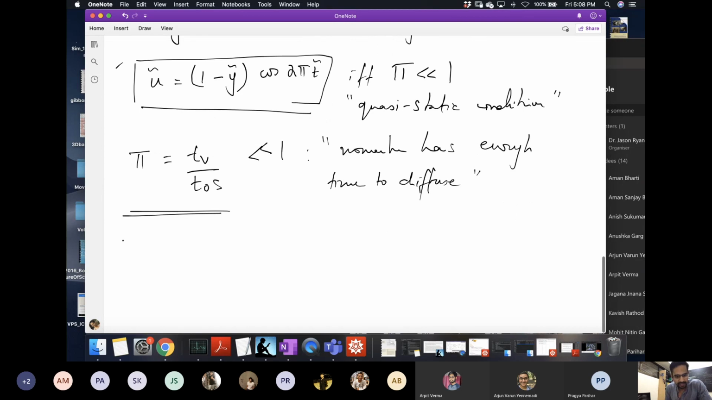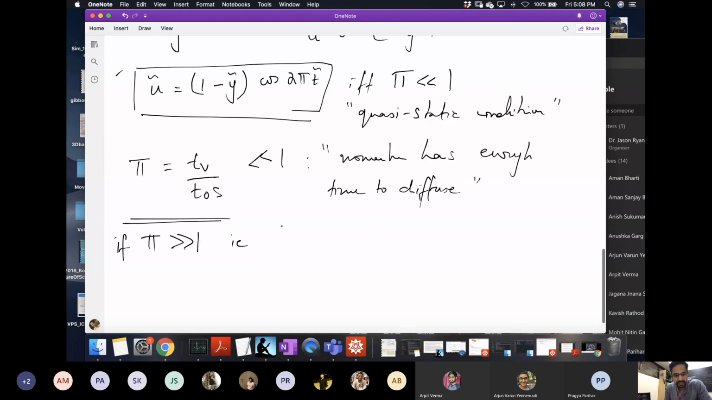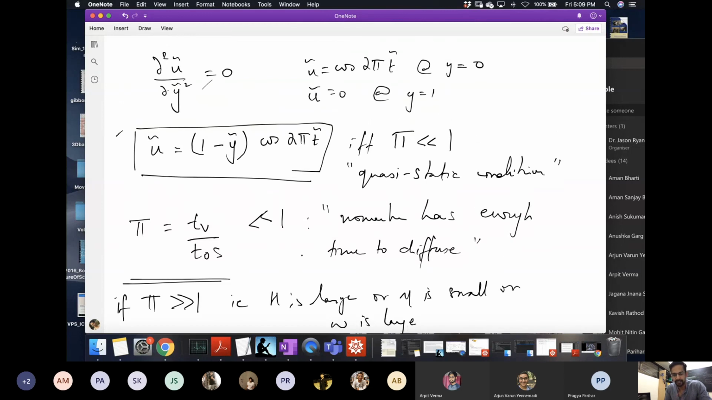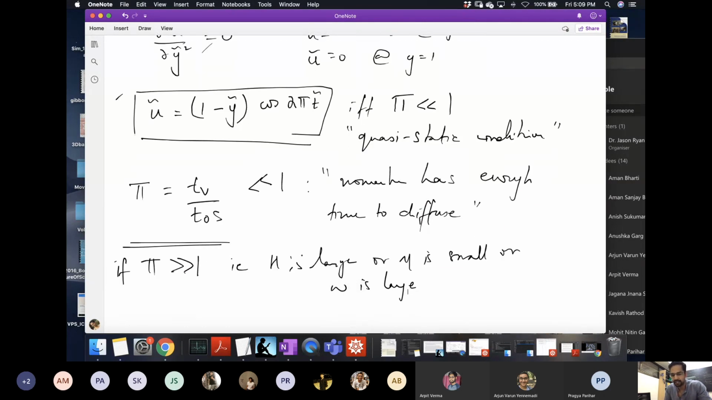So what I want to know basically is if pi is much greater than 1, that is, remember what that means, the height is large, H is large, or viscosity is small, or the frequency is large. So either I take an unbounded problem, or I take a fluid with very low viscosity, so that the diffusion of momentum is very weak, or I take a very rapidly oscillating ball. In each of these cases, pi will be large, right?